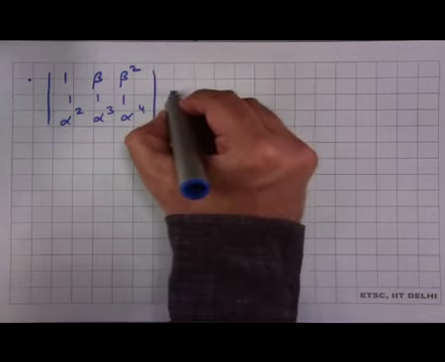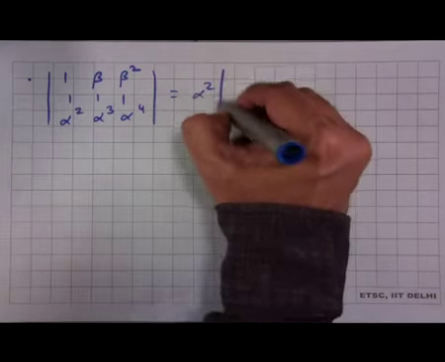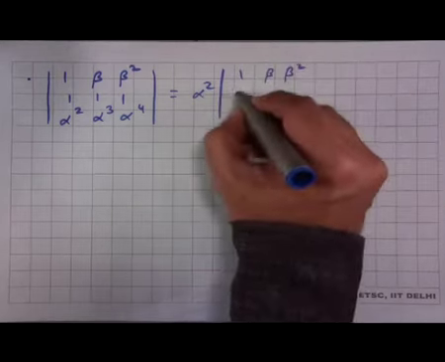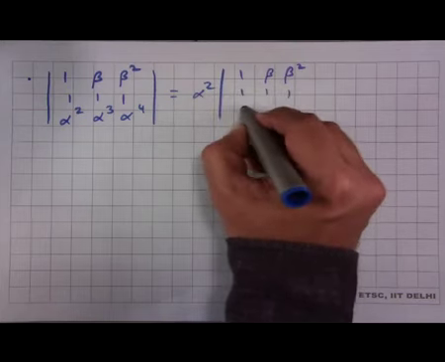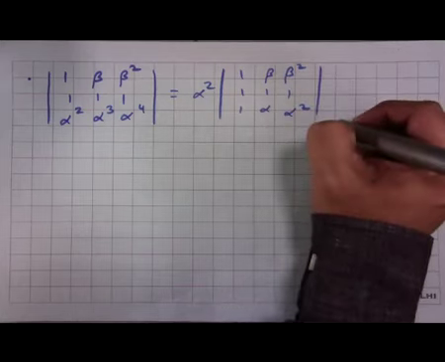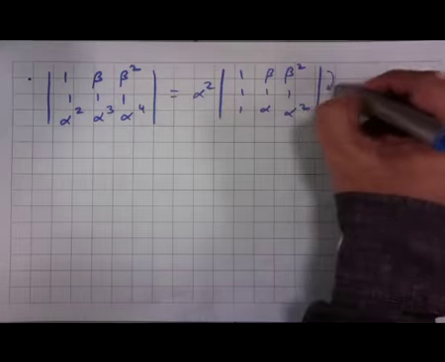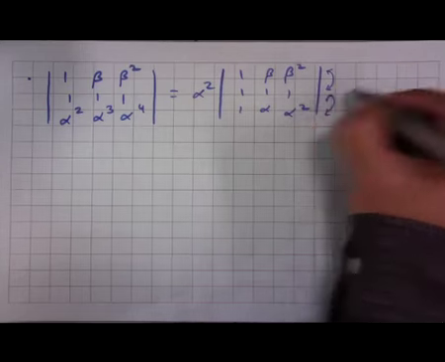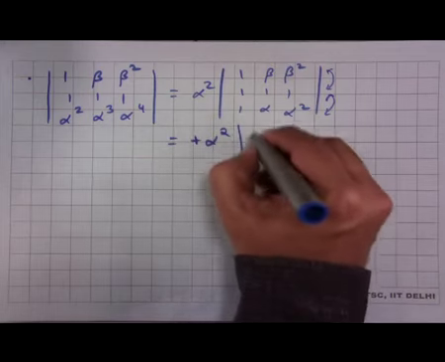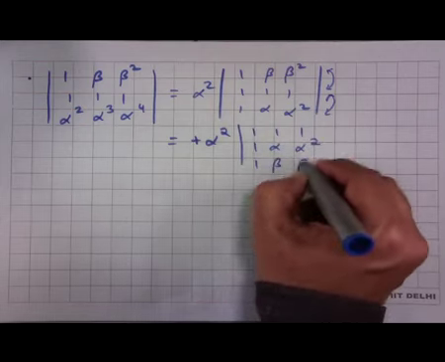So, removing alpha square from the last row is going to give 1 beta beta square, 1 1 1, 1 alpha alpha square. And what we need to do here, as before, is move the first row to the last using these two sequential row interchanges, each of which gives a minus sign. So overall it is a plus alpha square times the determinant 1 1 1, 1 alpha alpha square, 1 beta beta square.